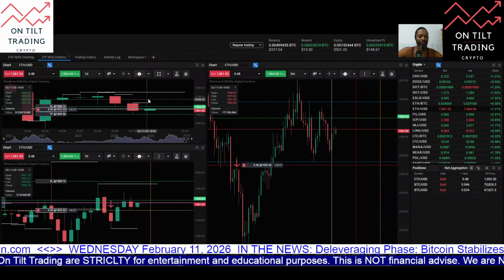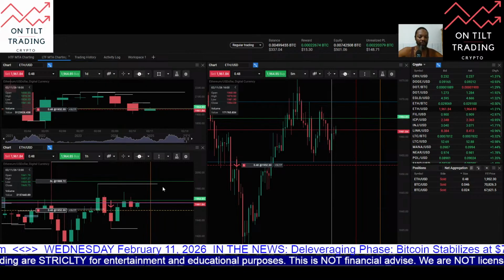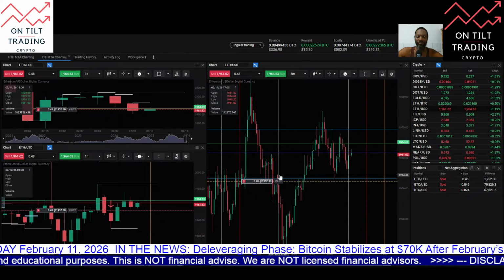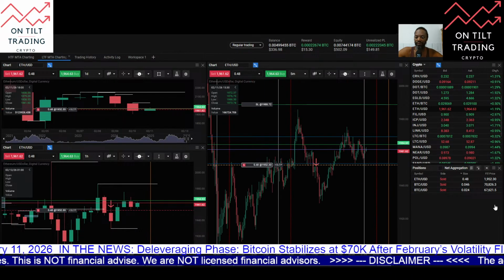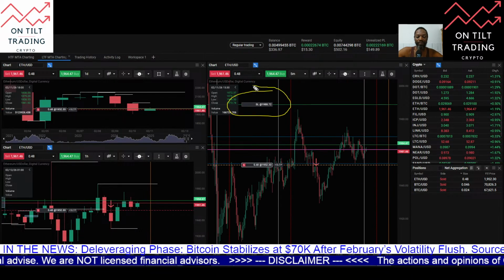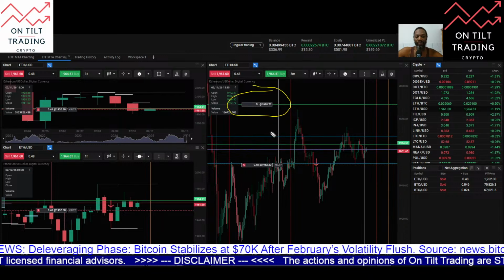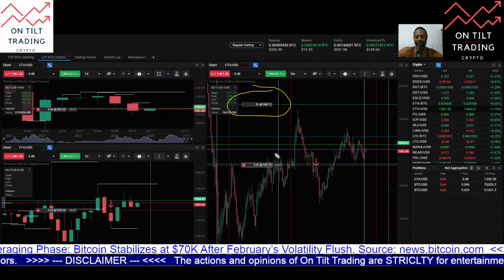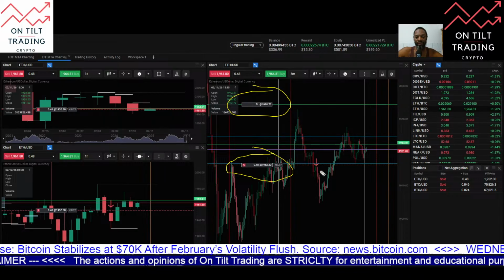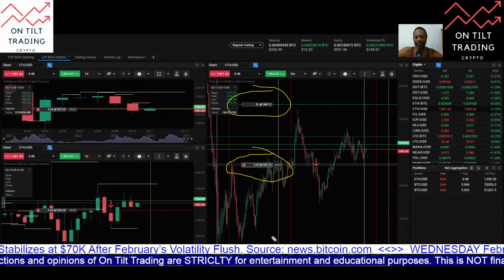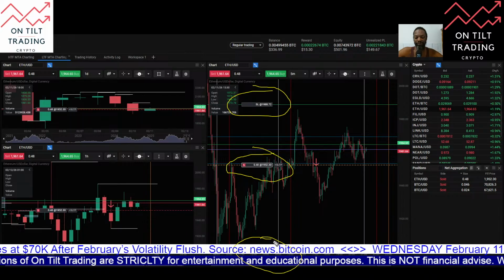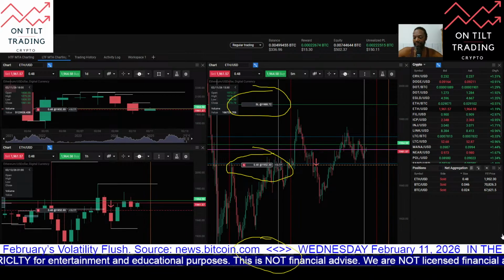And you can see here, same thing on the 5-minute. Stop loss 1,988.72, entry 1,952.3, take profit 1,899.98.